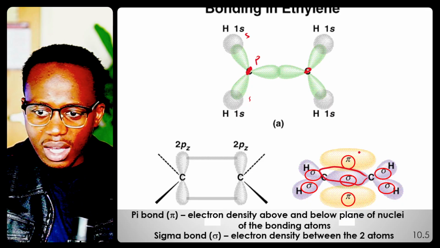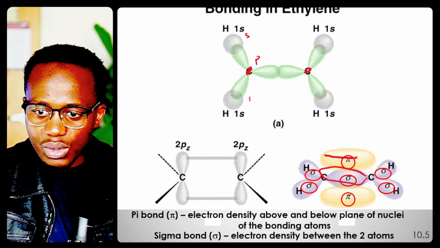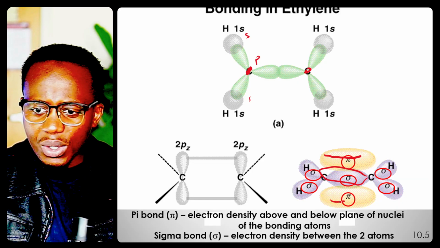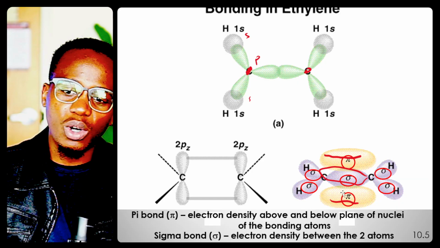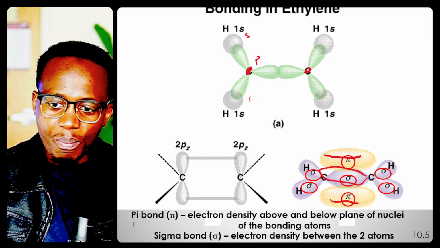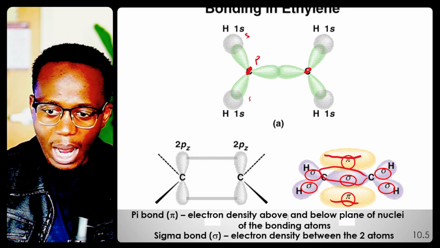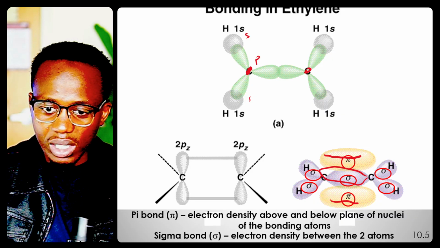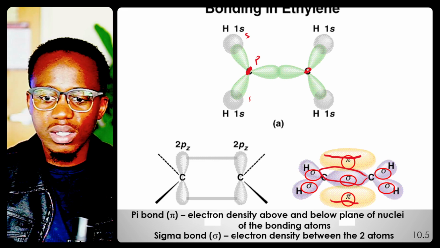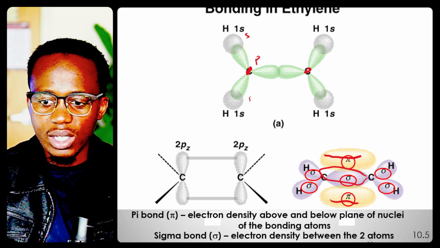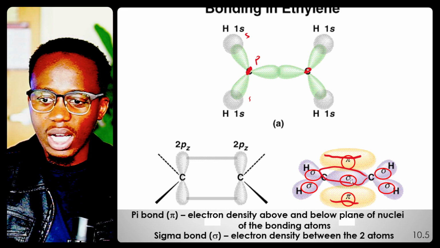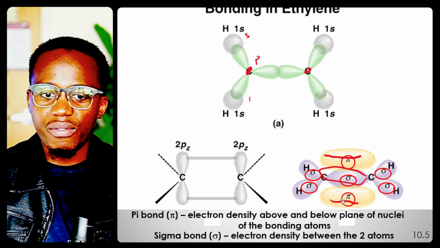But then you have these other pi bonds on top. Why? Because of the shape. Because of the shape of the orbitals, you have the pi bond above and below the plane of the nuclei, and then you have sigma bonds between the 2 atoms. So the sigma is between carbon, and then the pi bonds are above and beyond, right?